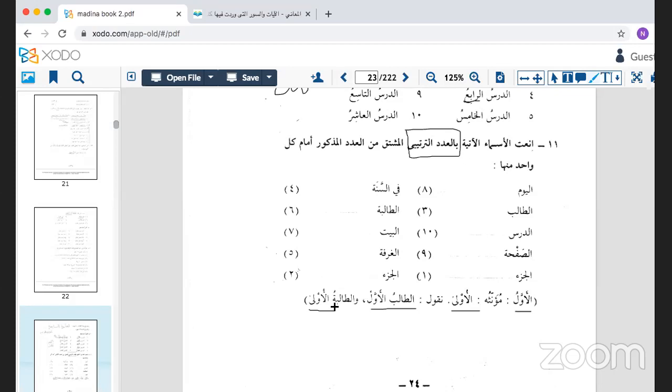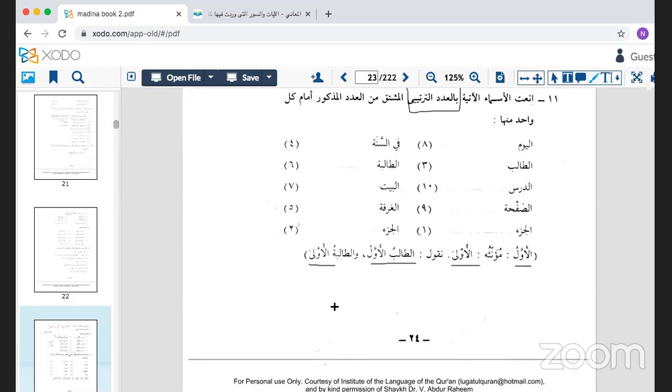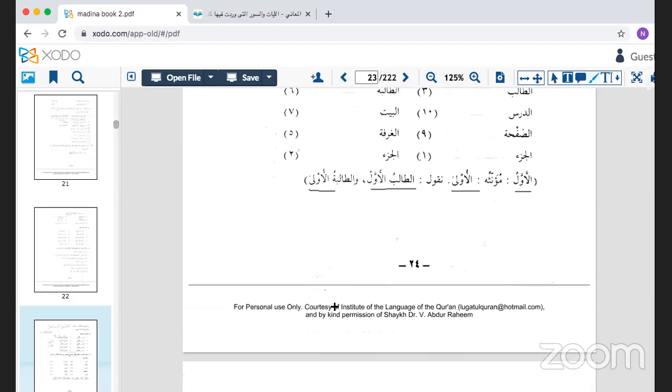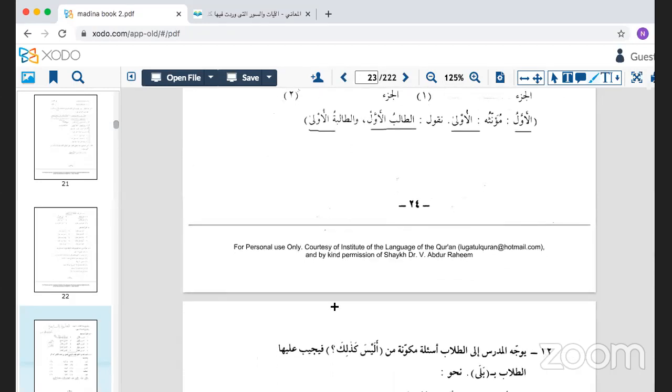Now, for those of you who are familiar with the Islamic months, this should trigger something in your mind. Al-awwal and al-ula. Anyone? Jumada al-ula. Ahsant. When you say Rabi', you say Rabi' al-awwal. When you come to Jumada, you say Jumada al-ula. Now you know that Rabi' is mudhakkar and Jumada is mu'annath.